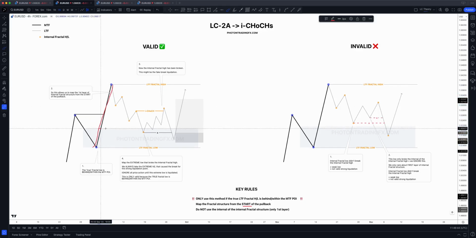And then this will obviously give us the POI that we then potentially want to trade from. But when we drop down to our lower time frame, so this is the thin gray price action, what you may notice is when you go to map your lower time frame fractal structure, because this was one impulsive leg on your lower time frame as well, you may find that when you go to find the fractal high and the fractal low, that actually it's all the way down here still.